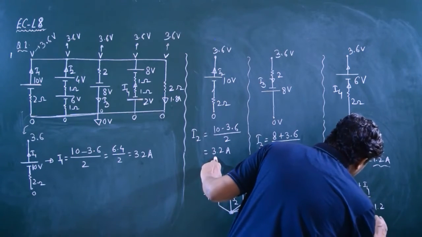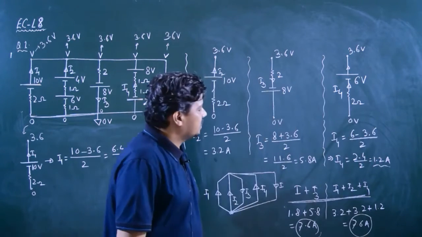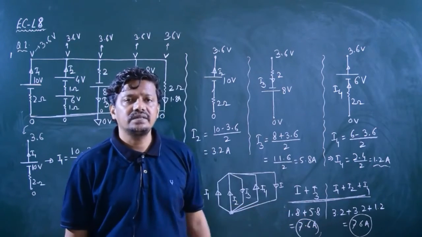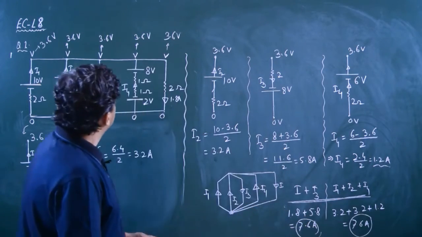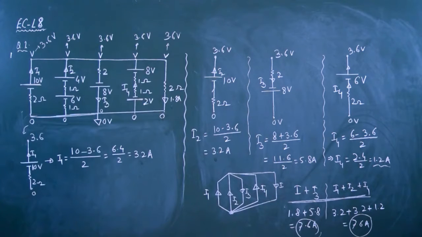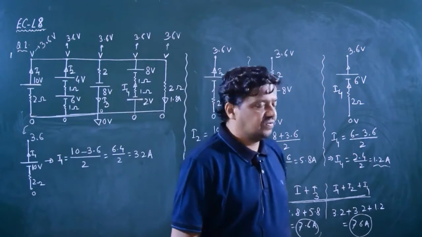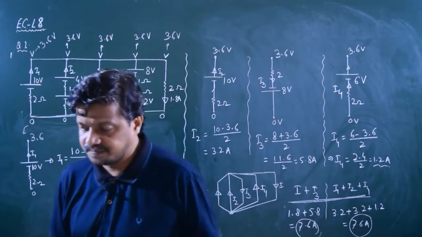So see, Kirchhoff's junction law is satisfied. Total current coming into the junction is equal to the total current going out of the junction. So this one is a question based on the mixed arrangement of cells. One more question I am giving you for the homework.